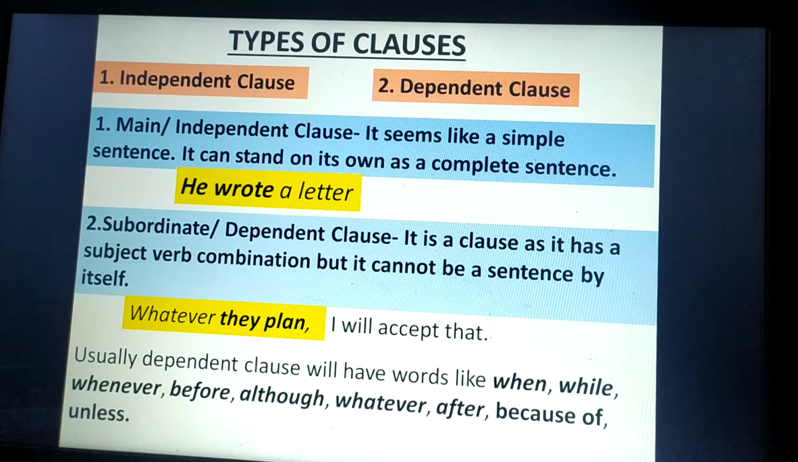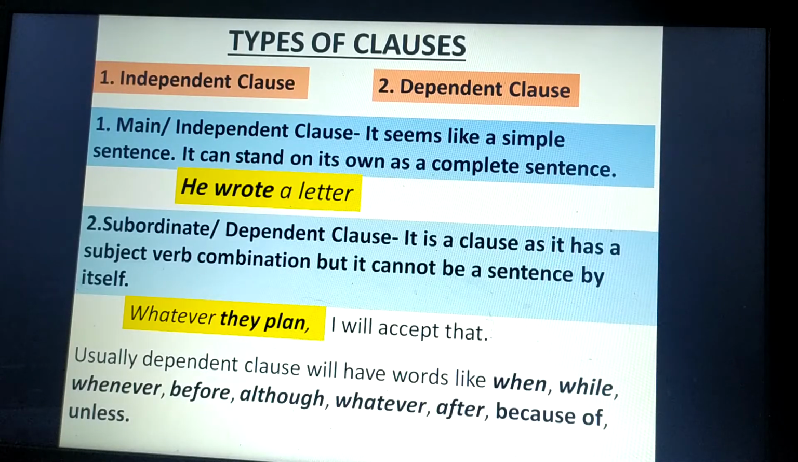Now it was all about phrases. Now we will learn about clauses. If you talk about clauses, a sentence can have one or more than one clause. Some clauses can work alone as a sentence, but some seem to be incomplete.